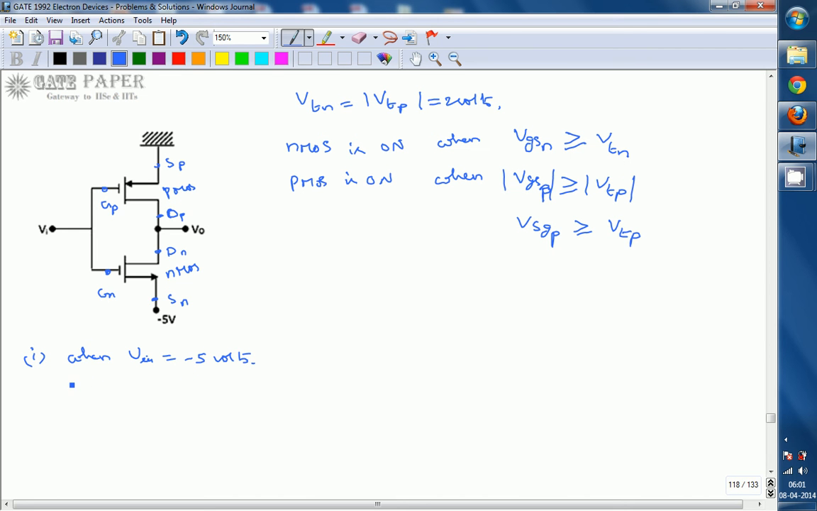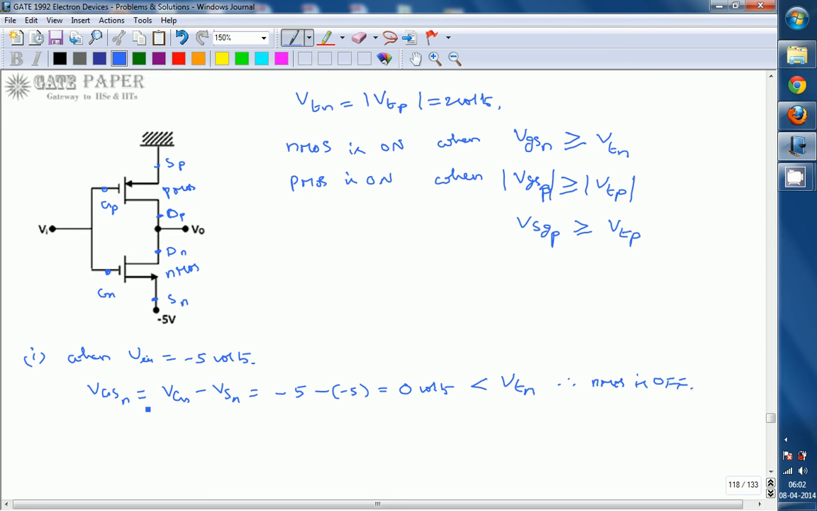We will go with VGSN. VGSN is equal to VGN minus VSN. VGN is the gate voltage of the NMOS transistor, which is now connected at minus 5 volts, since V input is minus 5 and V input is directly connected to the gate terminals. Minus VSN; VSN is connected at minus 5 volts. Minus of minus becomes plus, so it is treated as 0 volts. But this is lesser than VTN. Therefore, NMOS is off.